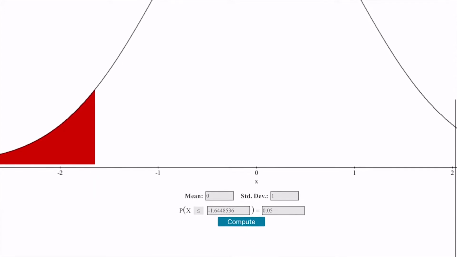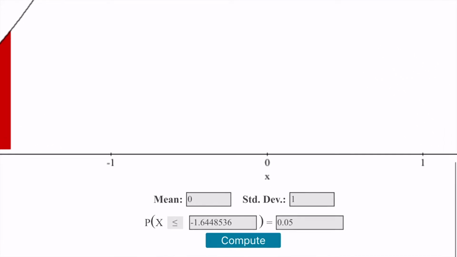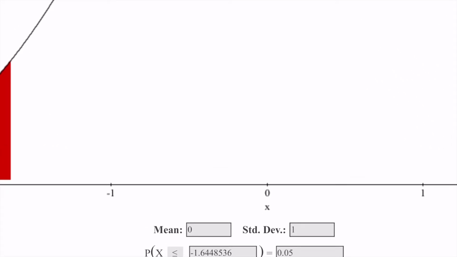Hopefully you guys can see that. It automatically populates our z-score being a negative 1.645 if we go to 3 decimal places. Remember the critical value should always be positive. So that's why the critical z-score for a 90% confidence interval is a 1.645.